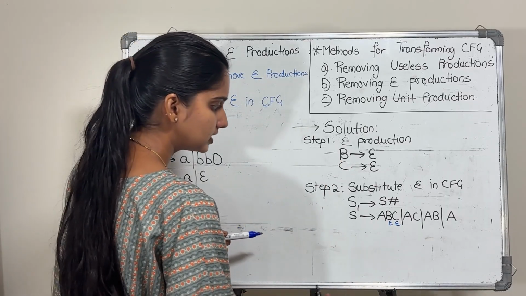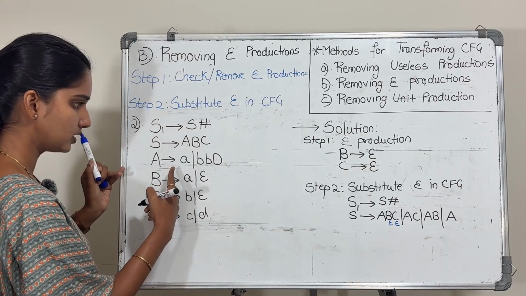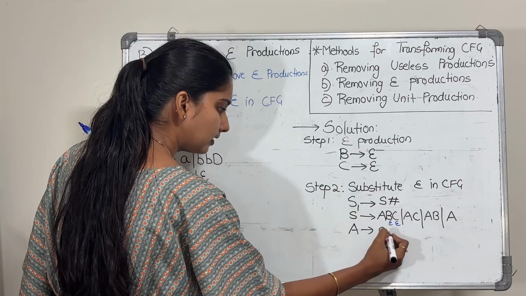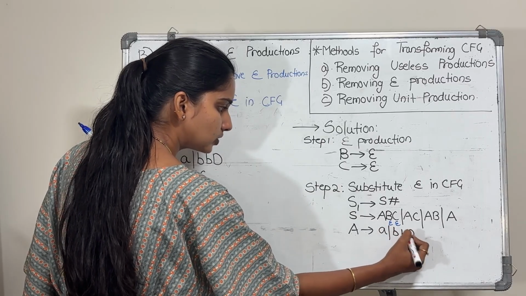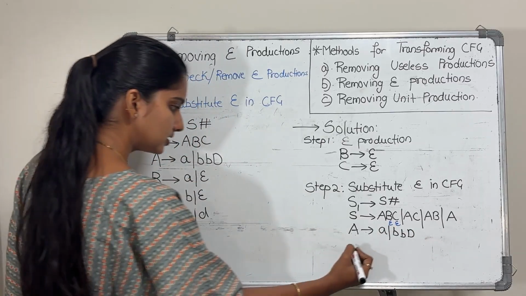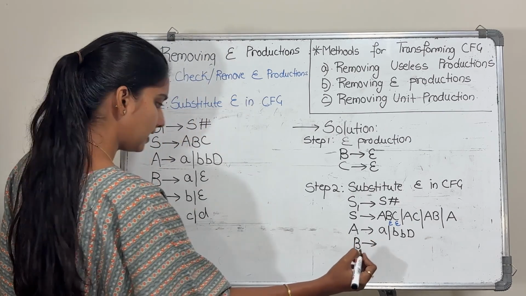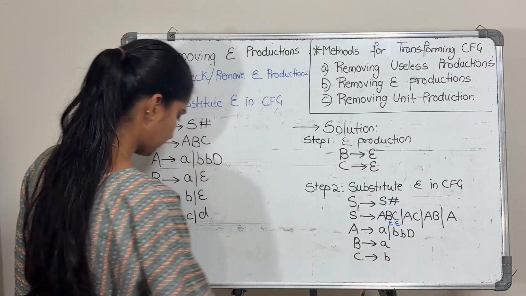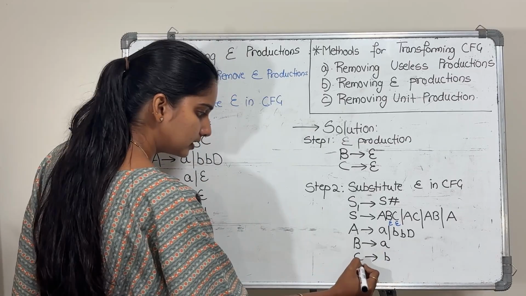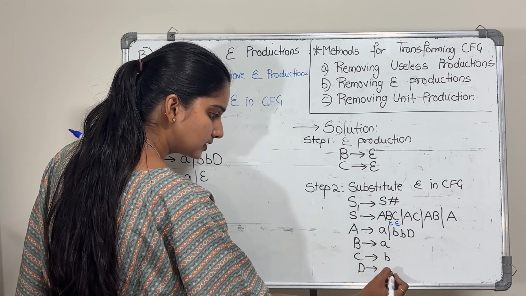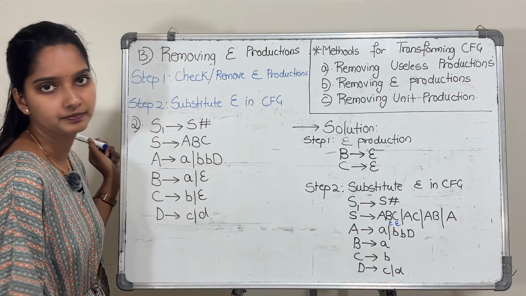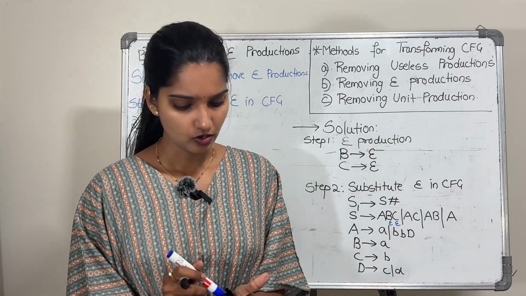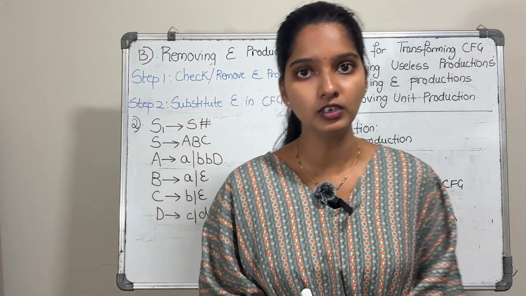Next production is A giving me A, B, B, D. Again, there is no B and C to substitute. Next is B giving me small a. C giving me B. And lastly, D giving me small c and D. This is how we eliminate epsilon from the given production. I hope this is clear to you all. Thank you.